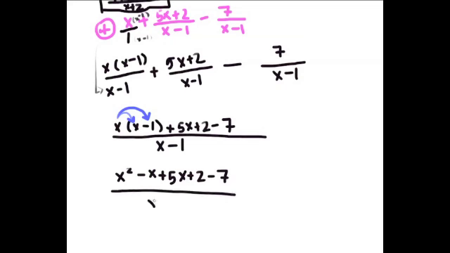Bottom stays the same. There's like the super long problem here. But I had to give you a challenge, right? Because these were getting a little too simple here. So I'm going to put this on the side right here. So on the top, let's combine like terms. There's nothing with the x squared. It's by itself, so I just rewrite it. Negative x plus 5x is 4x. 2 minus 7 is negative 5. And then we have x minus 1.